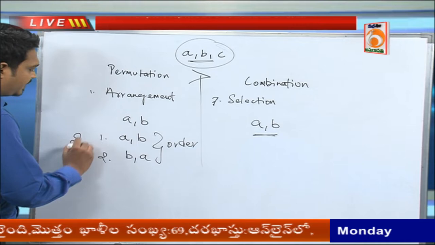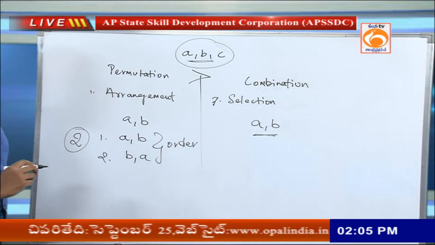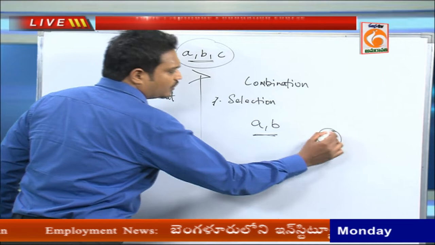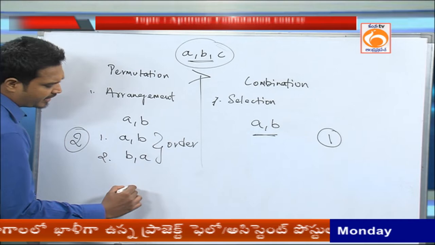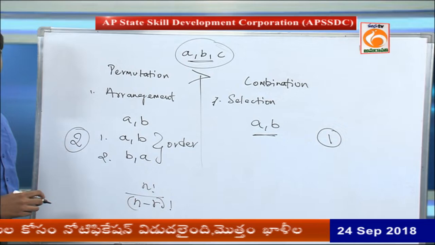Try to understand, when I arrange these two elements, I get two arrangements, correct? Now when it comes to the same A comma B, when I take a selection, I get only one selection. So permutations are always greater than combinations, and we all know the permutation formula, represented by P: n factorial by n minus r factorial.